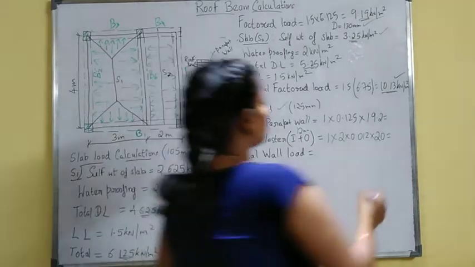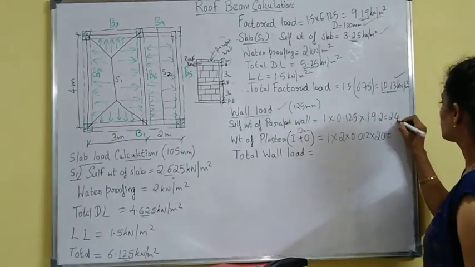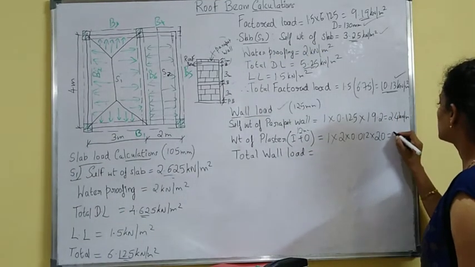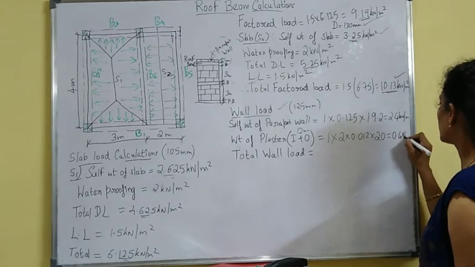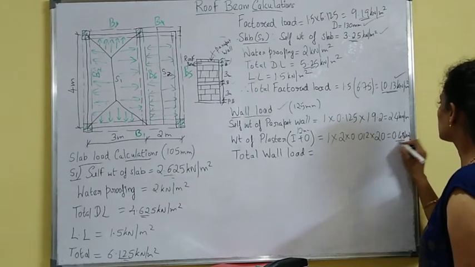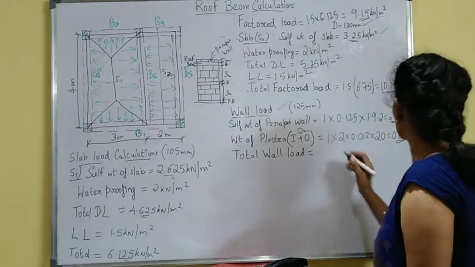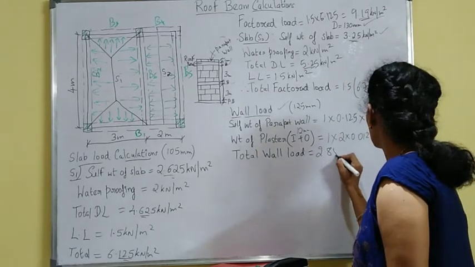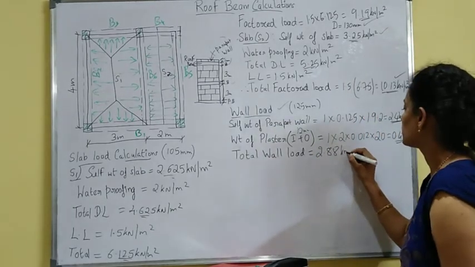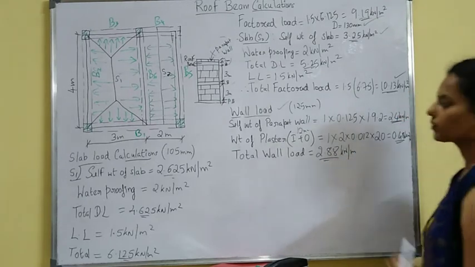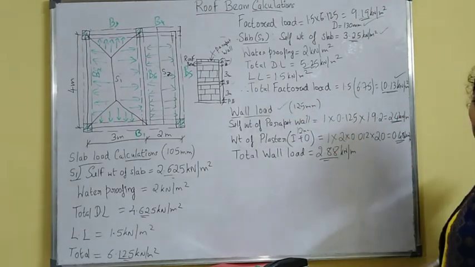2.4. So this is 2.4 kilonewton per meter. This is 0.48 kilonewton per meter. Total it will be 2.88 kilonewton per meter. This is from the weight of the wall load.